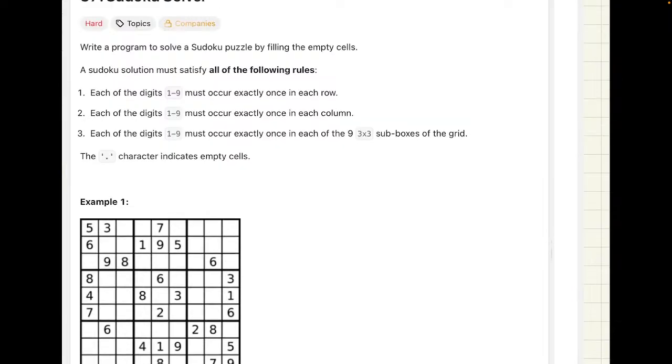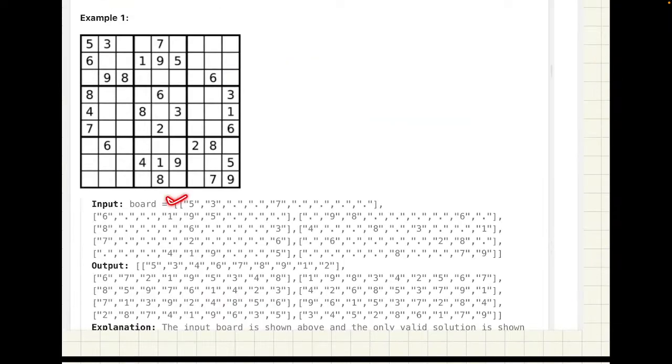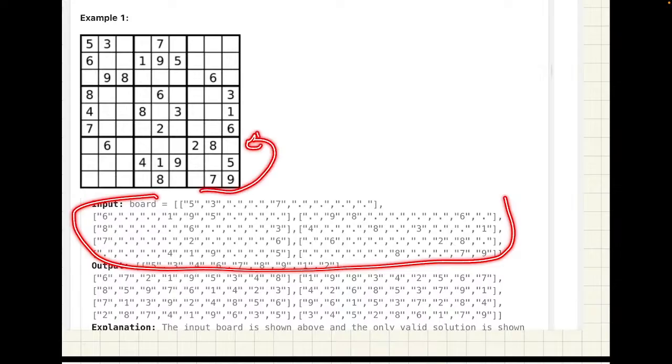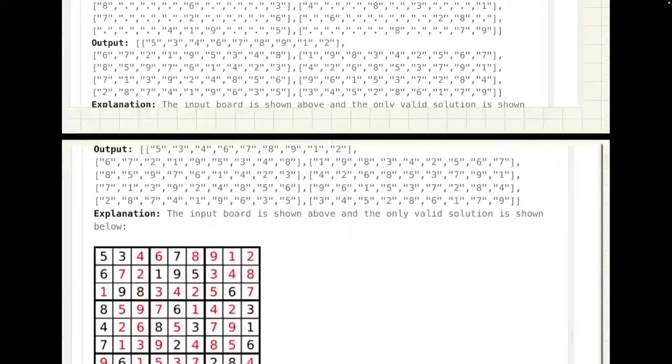The character dot indicates empty cells. This is the grid, the board which we have been given, and a dot means the cell is currently empty. This particular input translates to this visualization, which makes sense. And then this is the output of it.